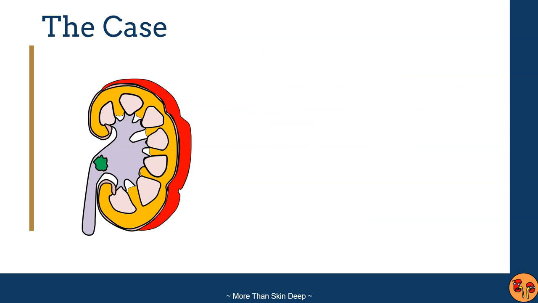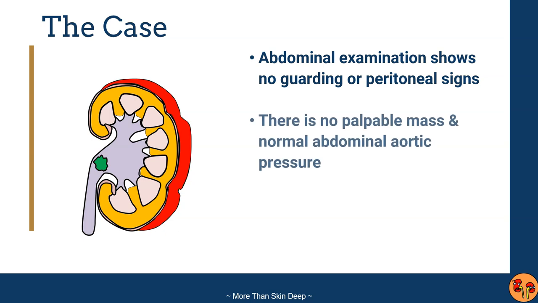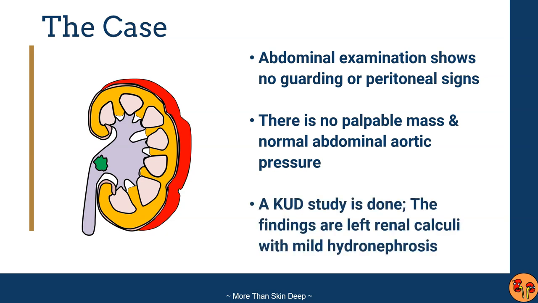The doctor performs an abdominal examination and finds that there is no guarding or other peritoneal signs. There is no palpable mass, and there is a normal abdominal aortic pressure. Lastly, a KUB study is done, an X-ray, and the findings are that there is a left renal calculi with mild hydronephrosis.